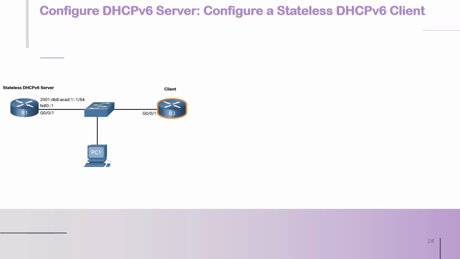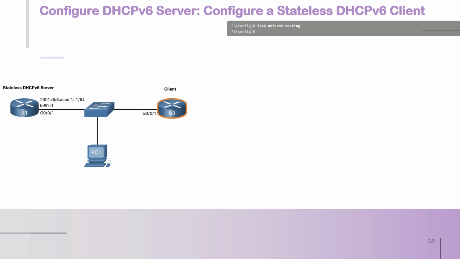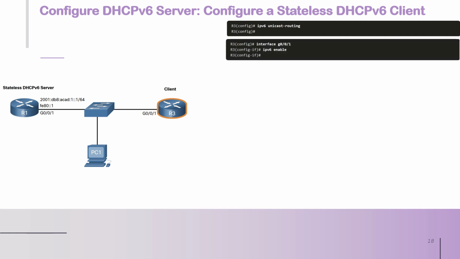In this case, router 1 is a stateless DHCP version 6 server. So the steps will be: step 1, enabling IPv6 routing. Step 2 is configure the client router to create a link local address, so you go to the router interface Giga 0/0, which is connected with the server, and you have to use the IPv6 enable command.